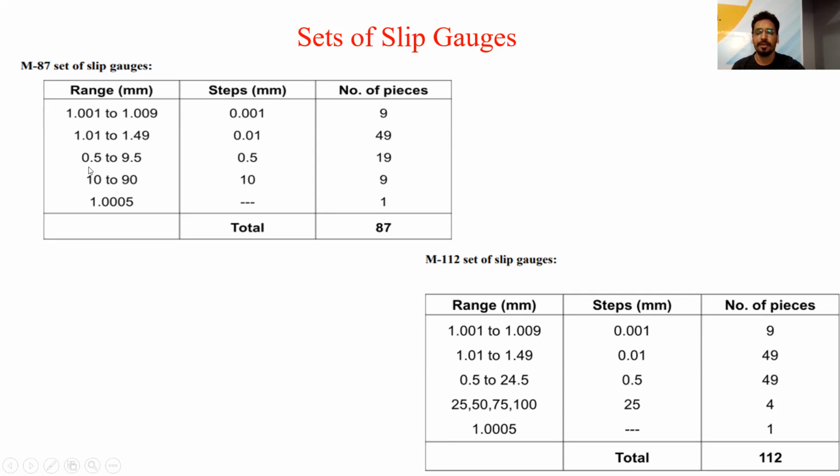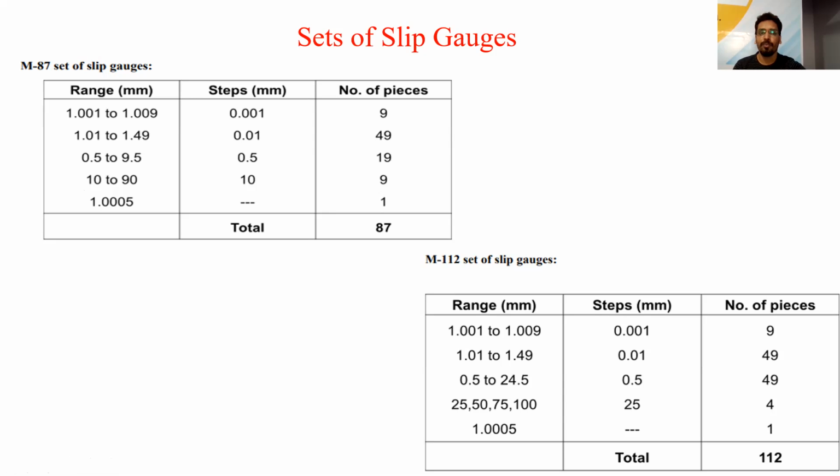In a similar way, there is another set of slip gauges, that is 0.5 to 9.5. The step is 0.5 and the number of slip gauges is 19. It means it starts from 0.5, 1 mm, 1.5 mm, up to 9.5. Next is 10 to 90 and the step is 10 mm. It means there are 9 slip gauges: 10 mm, 20 mm, 30 mm, up to 90 mm.